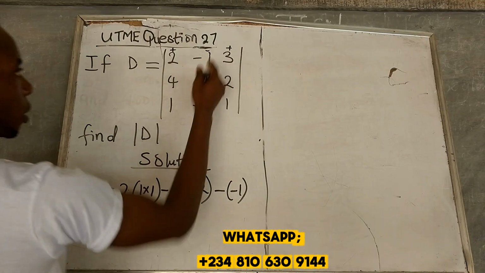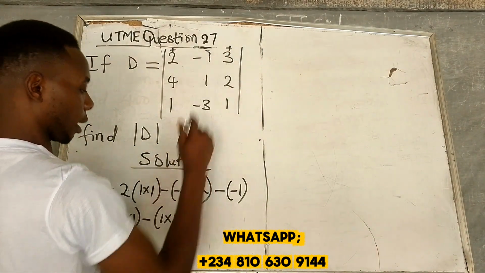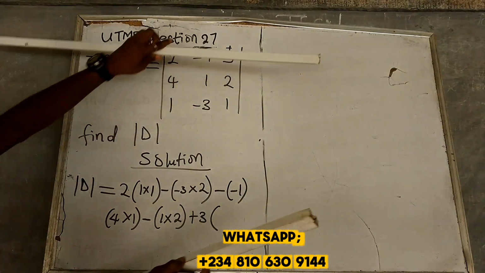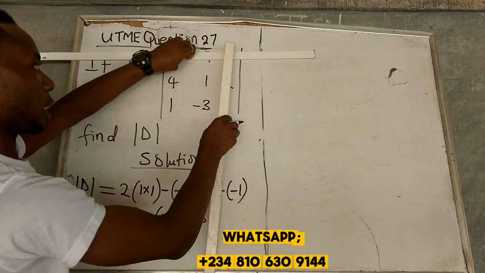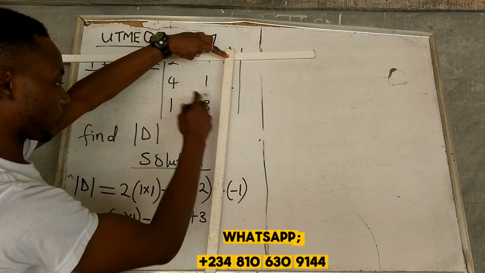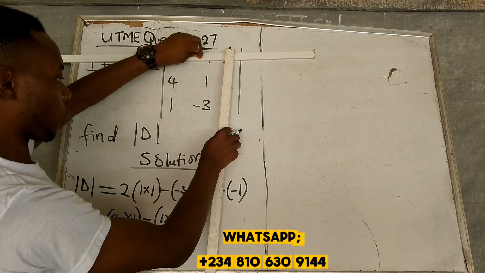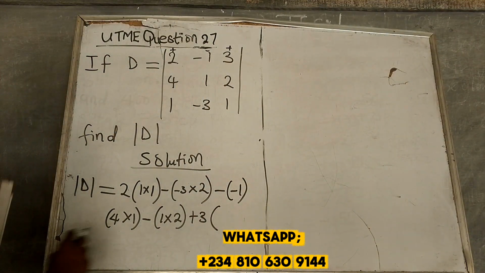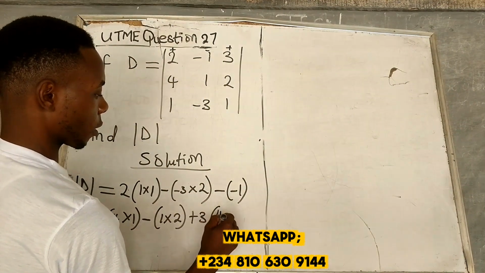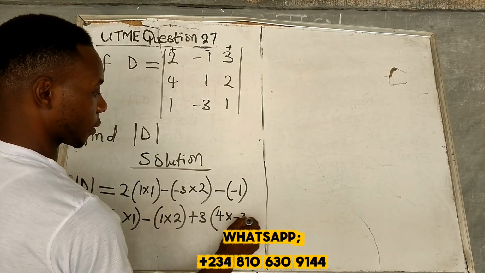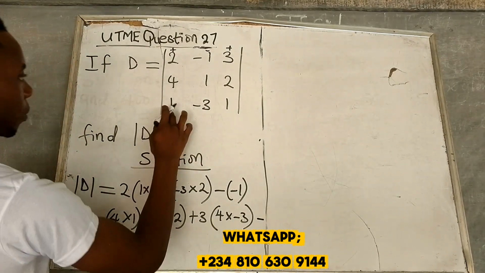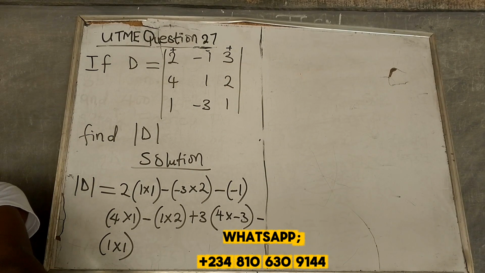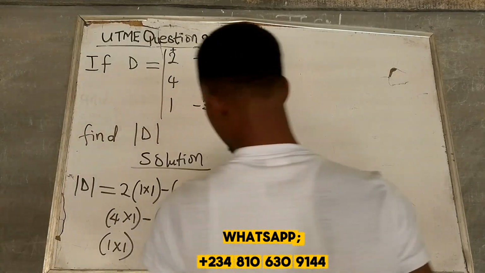So the next one is plus 3, right? This is plus 3. So write plus 3, open bracket. You cover the row in which the 3 is, and cover the column in which the 3 is. So what you're left with is 4, 1 and minus 3. So you write 4 times minus 3 minus 1 times 1. So this is it.